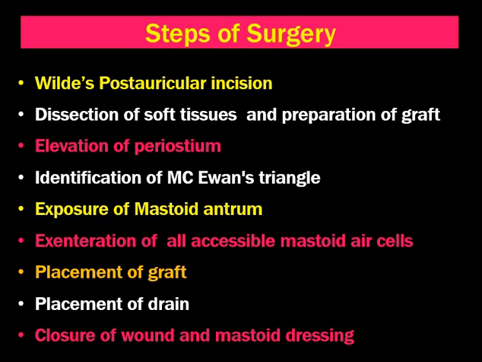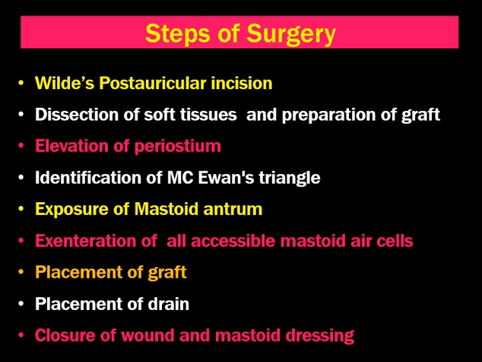A note to be made here is, what is mastoid antrum? Why do we first access the mastoid antrum? Because mastoid antrum is the largest and most consistent air cell of the mastoid air cell system. Therefore, we first recognize the mastoid antrum, then we go towards the other air cell systems.